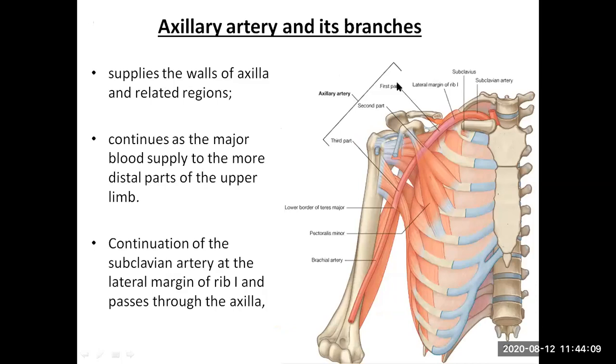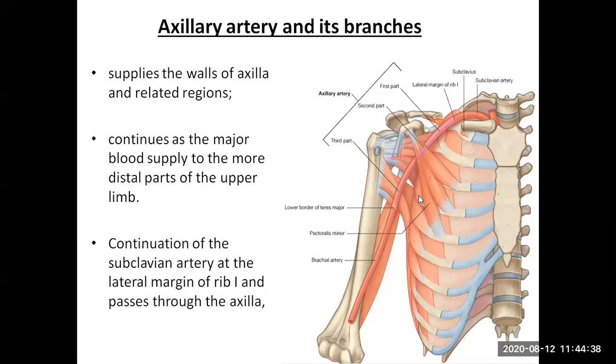Let us talk about the axillary artery. This axillary artery supplies the walls of the axilla and related regions. It is the major blood supply to the more distal part of the upper limb. So the distal part of the upper limb is supplied by the axillary artery.